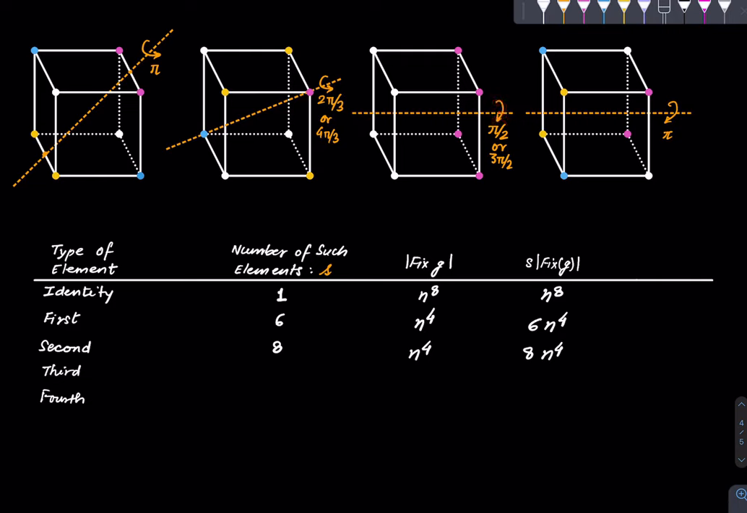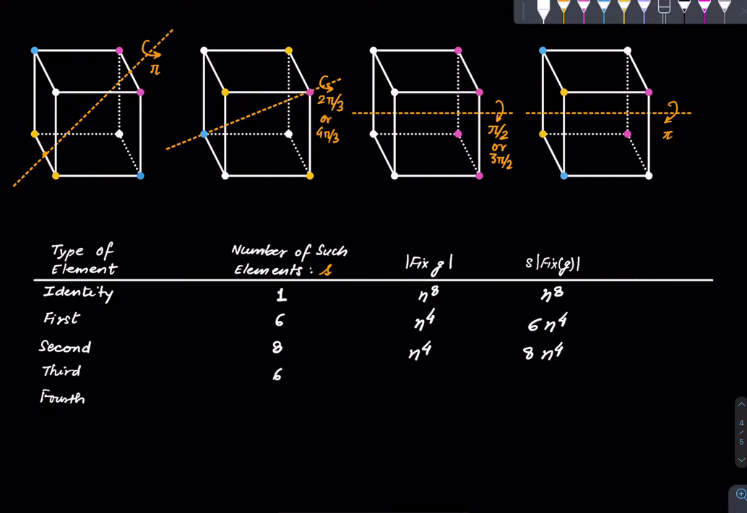It's the same story. How many such elements are there? There are six faces. Joining two opposite ones gives us three kinds of axes. And since we are allowed two different kinds of rotations, it means six such elements. So this is a 6.